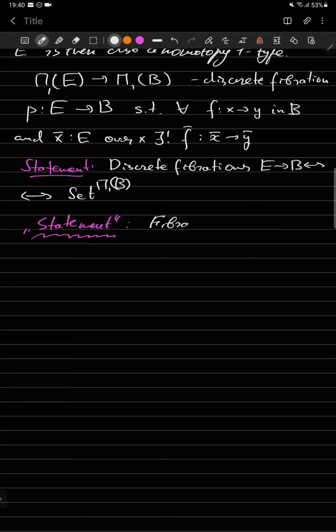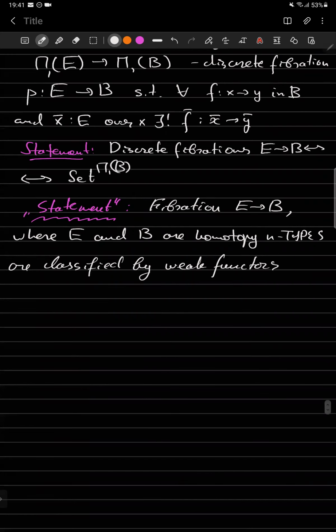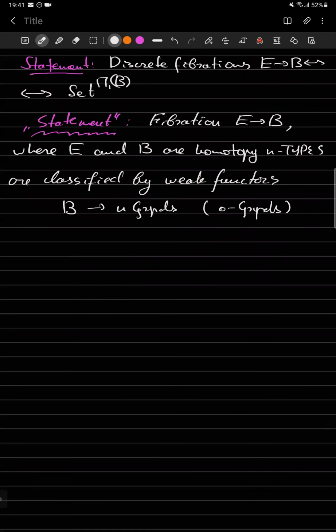A fibration from E to B, where E and B are homotopy n-types, meaning that there are no homotopy groups in dimension greater than n, are classified by weak functors, meaning that functoriality is just up to equivalence, not strict functoriality, from B to n-groupoids. So sets are zero-groupoids, and this is an extension of what we were trying to do for covering spaces.